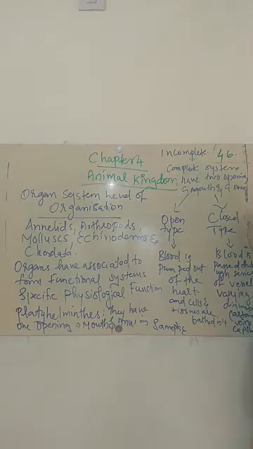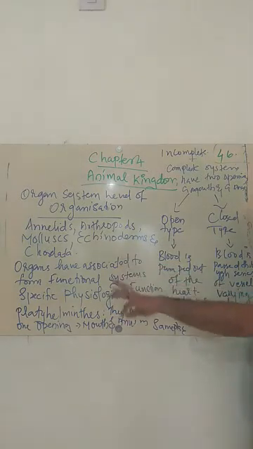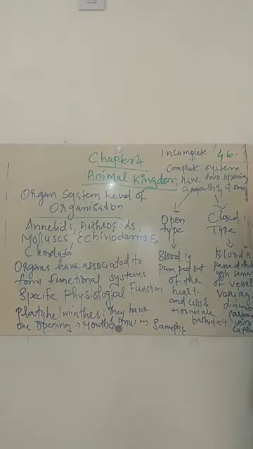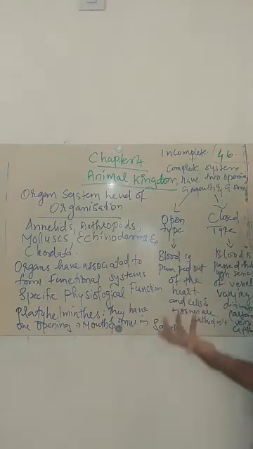This is organ level. After that we said that annelids, arthropods, mollusks, echinoderms and chordata have organs associated to form functional systems, each concerned with specific physiological functions. The pattern is called the organ system level of organization. In different groups of animals, the organ systems exhibit various patterns of complexities.